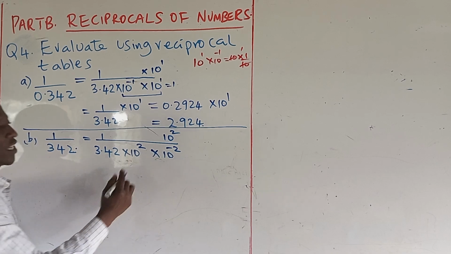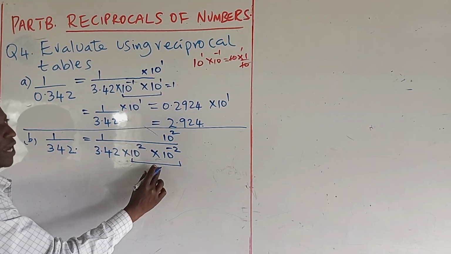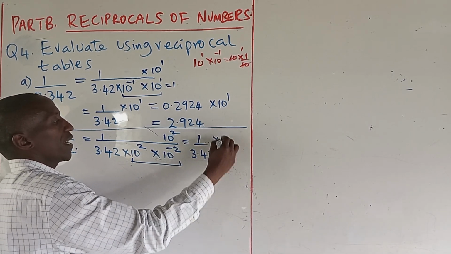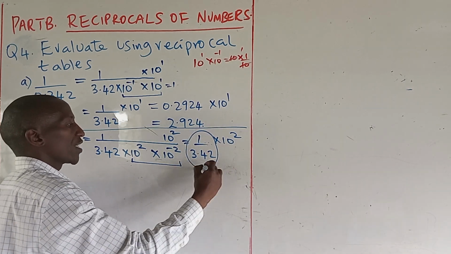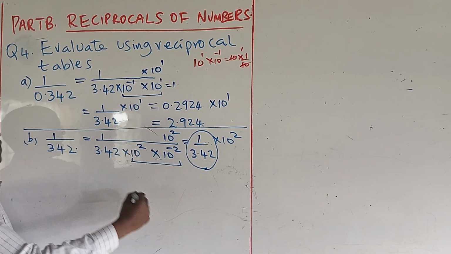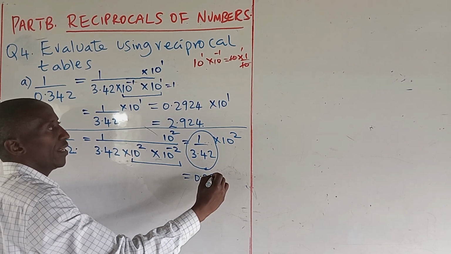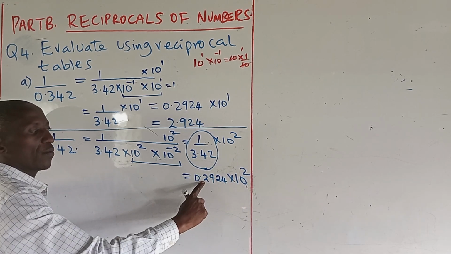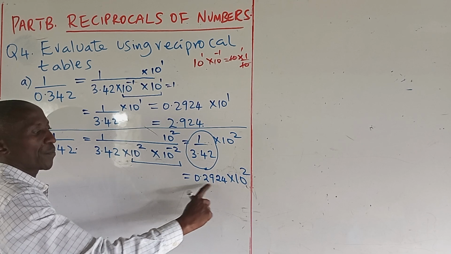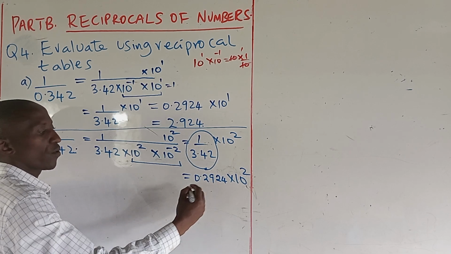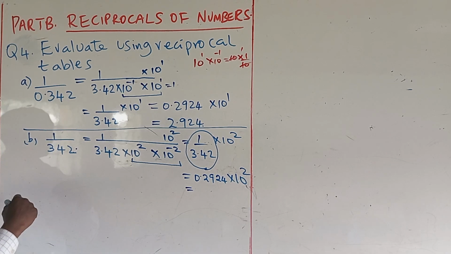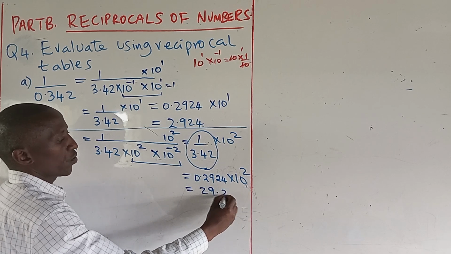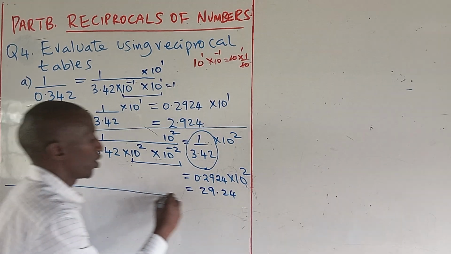And what does that give us? This gives us a 1, as we had seen up there. And so our number becomes 1 over 3.42 times 10 to the power 2. So we are going to read the reciprocal of this from the tables. And since we had read it earlier, it is 0.2924 now times 10 to the power 2. Power 2 shifts the decimal point forward by how many steps? By 2 steps. 1, 2. And so that gives us 29.24.